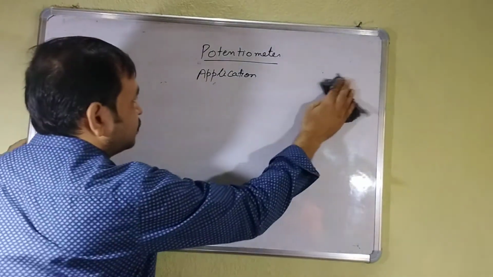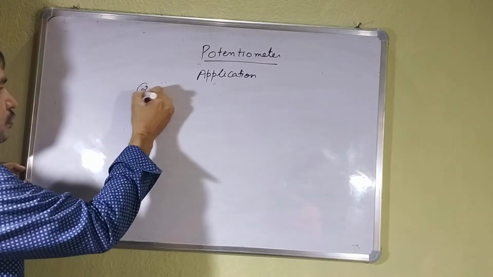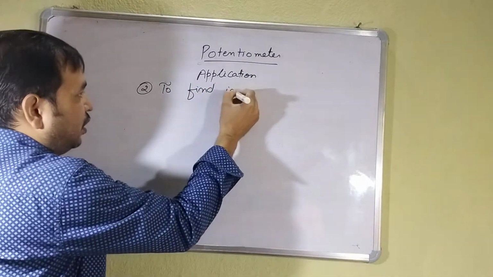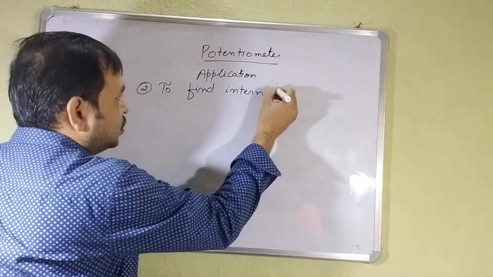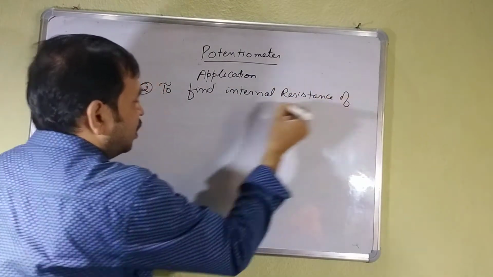Next is to find the internal resistance of a cell.